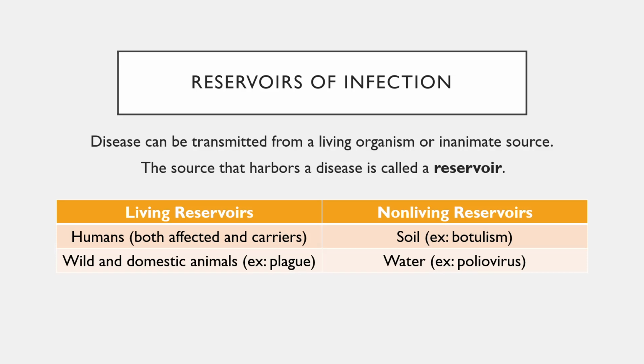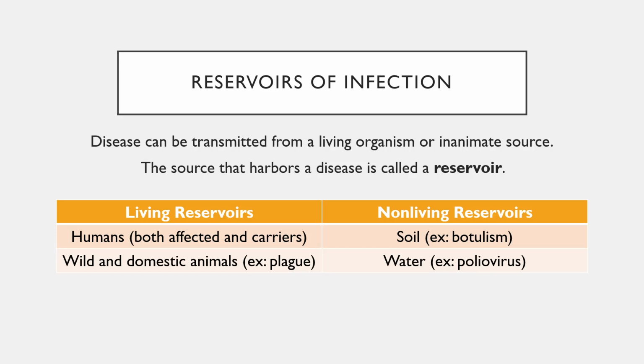Wild and domestic animals can also be reservoirs for disease. For example, as we mentioned, plague is carried by rodents, and so they are considered a living reservoir of the plague. Non-living reservoirs can include the soil. For example, the bacterium that causes botulism is a soil bacterium, and water can also be a reservoir. For example, poliovirus can be transmitted through water, especially when that water is contaminated with sources of sewage.